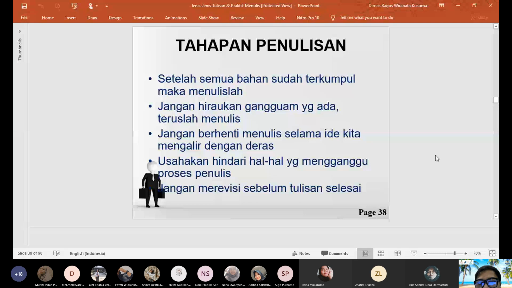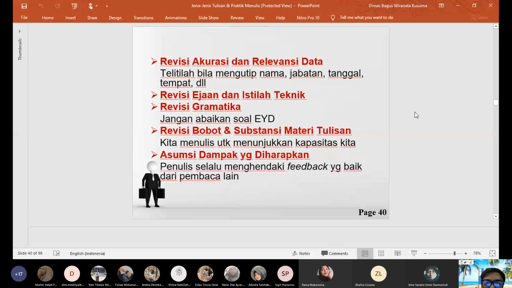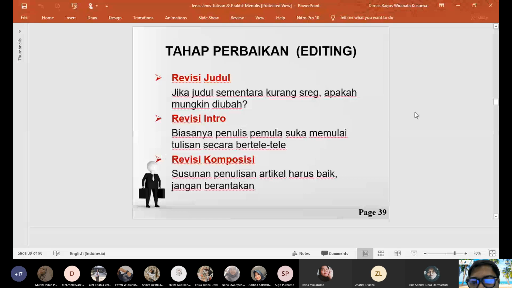So once you have finished this writing phase, next part, the last part, is about editing. Okay, here editing. So the first is preparations. Second one is writing. The third one is editing.